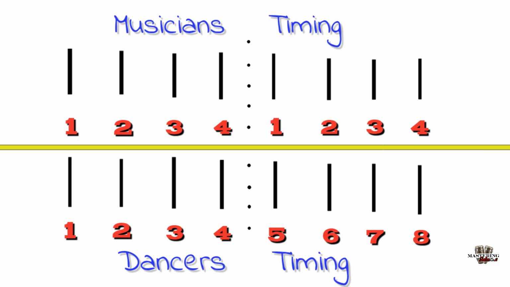As you can see on the top, it says musicians timing, and musicians count those 8 beats or those 2 bars as 1, 2, 3, 4, and 1, 2, 3, 4, and that is the way they count, continuously. It doesn't change for them. But dancers look at those same 8 beats or 2 counts of 4 as 1, 2, 3, 4, 5, 6, 7, 8. And there are several reasons.